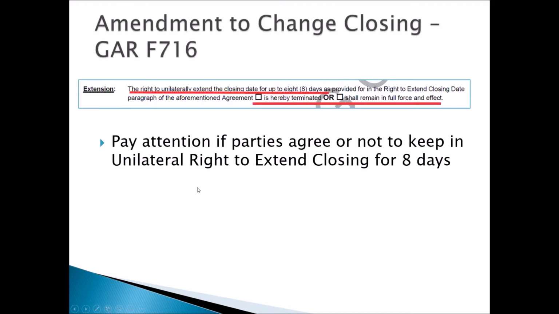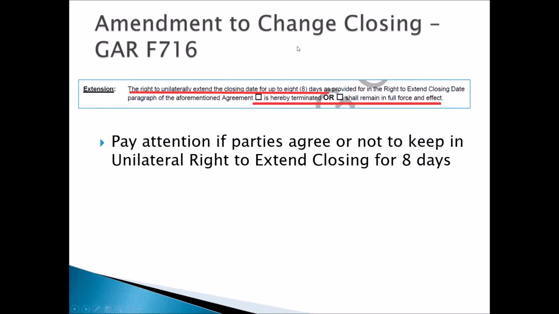Now, I'm going to come back to repairs a little bit later when we come to special stips. All right, moving along, amendment to change the closing date. I just want to bring to your attention that in the GAR purchase and sale agreement, there is a right for the buyer or the seller to unilaterally extend the closing for 8 days. Now, there are certain provisions that have to happen, and that's addressed in the contract.